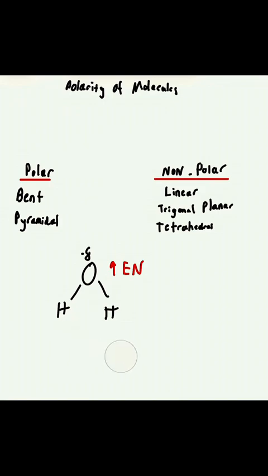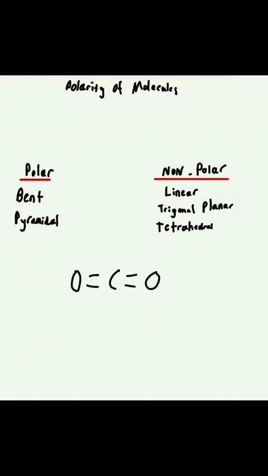Now let's have a look at a non-polar molecule and why it's non-polar. So if we look at carbon dioxide, it has a linear shape, in a straight line like this. Now oxygen is one of the highest electronegativity atoms on the periodic table. So oxygen is going to, again, pull the electrons more towards its side. These electrons are going to be closer to the oxygen than to the carbon atom, just like with the water.